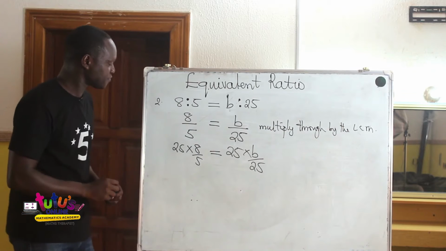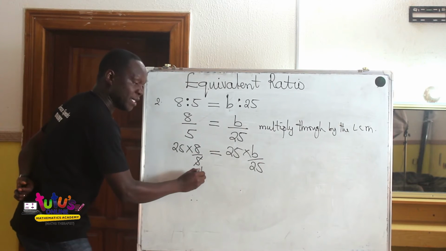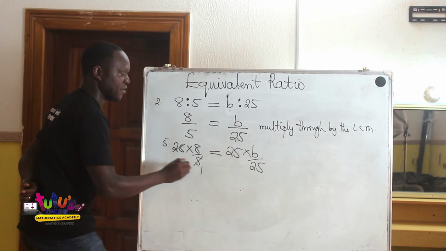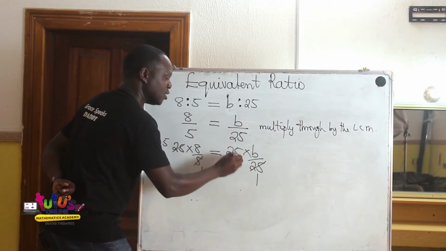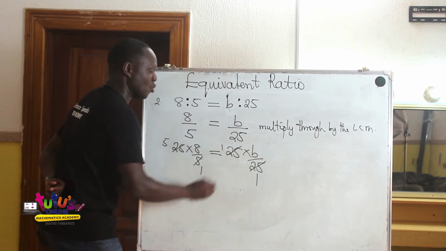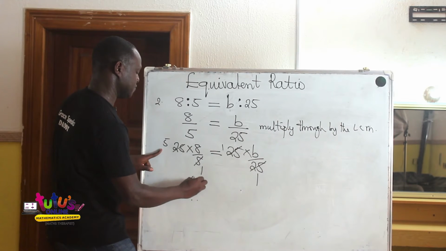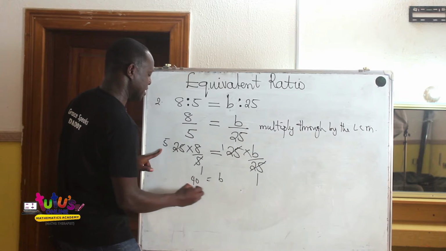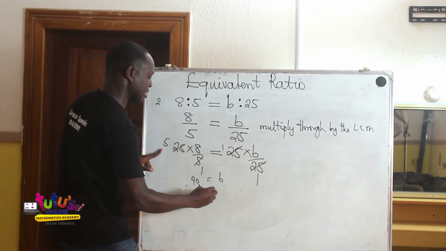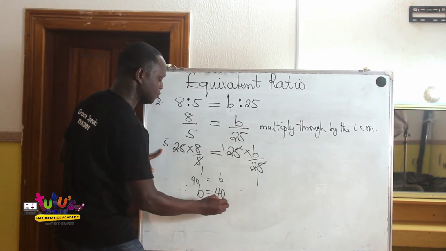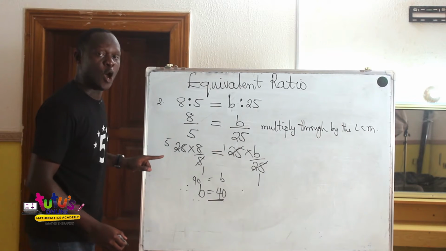So that's the reason. 5 here, 1. 5 here, 5. 25 here, 1. 25 here gives us what? 1. So from here, 5 times 8 gives us 40, equal to B. Therefore, our B is equal to 40. We'll be moving over to number 3 question.